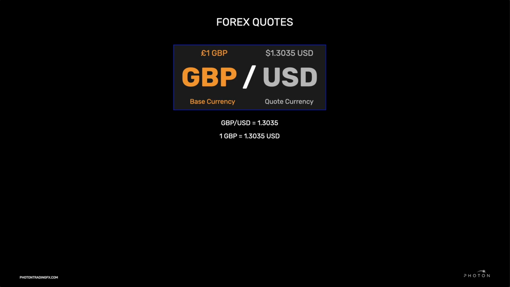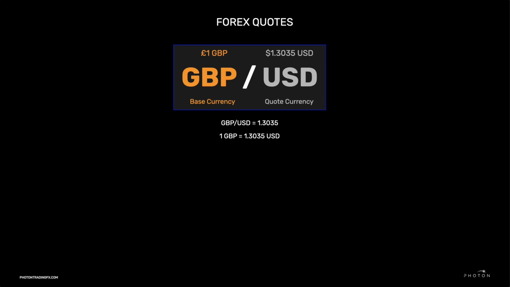So you would buy the pair if you believe that the base currency, the Great British Pound, will appreciate and gain value relative to the quote currency, the US dollar, and you would sell the pair and go short if you think the base currency, the pound, will depreciate and lose value relative to the quote currency, the dollar, right?